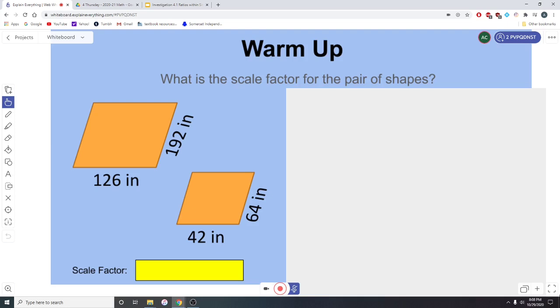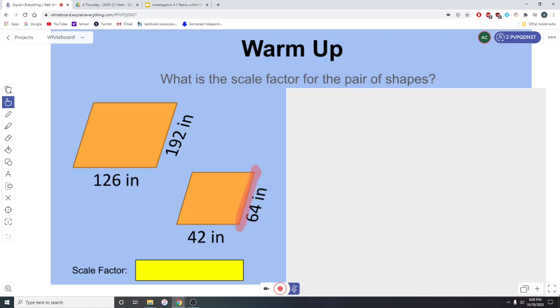So remember, a scale factor is a number that helps us convert the smaller shape to a bigger shape, or it could be the other way around, the bigger shape to the smaller shape. It's the number we multiply to get to the other shape. Well, in order to find the scale factor, we need to first know its corresponding sides. Corresponding sides are our matching sides.